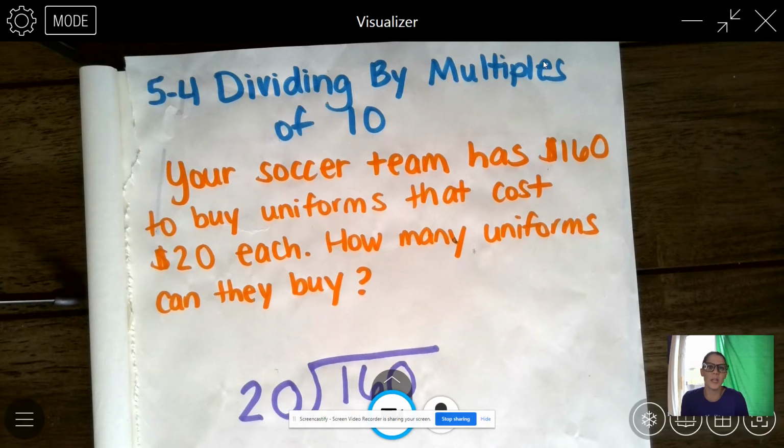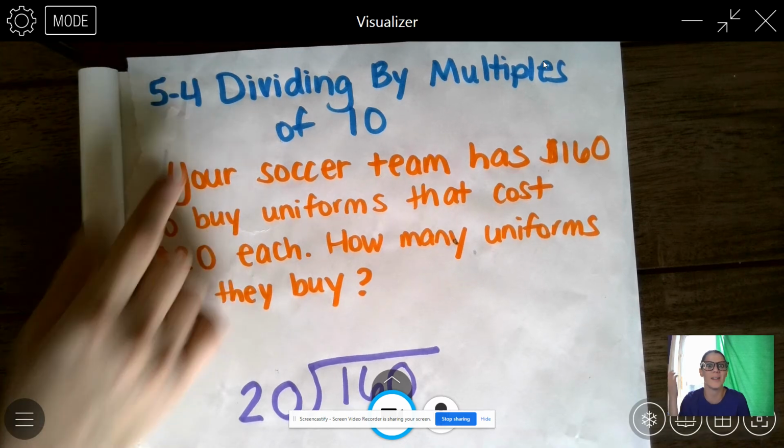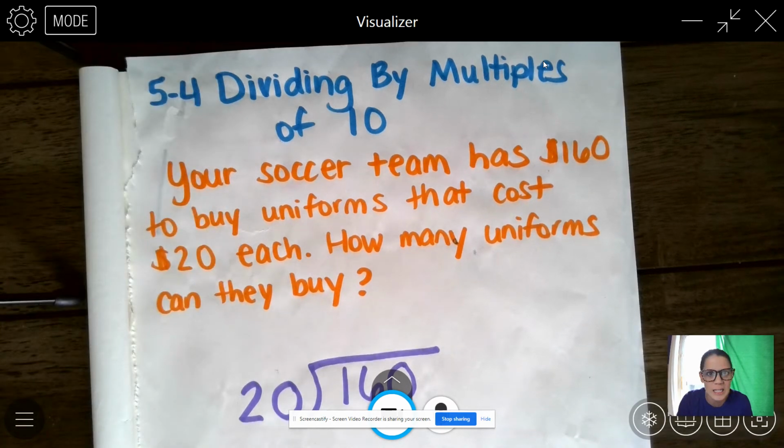Hey guys, good morning. So we are moving on to our next topic, which is dividing by multiples of 10. I think most of you are going to notice that this says 5-4, and you're probably thinking, Tackett, yesterday we did 5-1. What happened to 5-2 and 5-3? Well, yours truly does not really like the order that our textbook goes in for this topic. So I prefer to skip, once we learn about patterns with dividing, into dividing by multiples of 10.